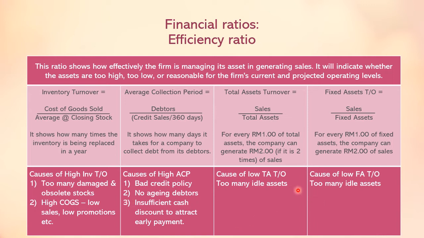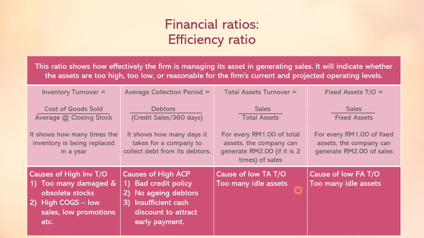The third one is the total assets turnover. The formula is sales over total assets. So let's say that you calculate and you find out that the total asset turnover is 2 times. It means that for every 1 ringgit of asset that you have invested, the company is able to use those assets to generate 2 ringgit of sales.